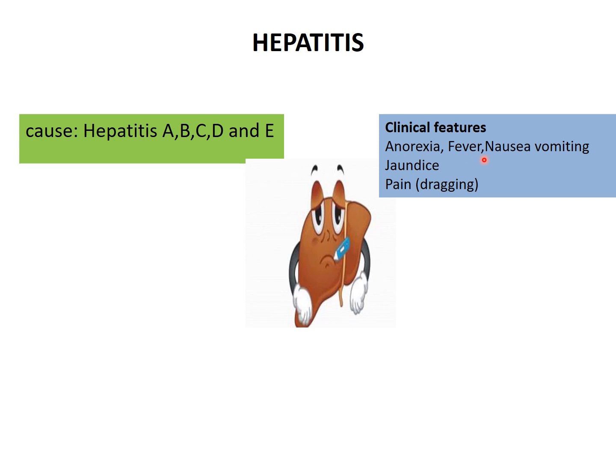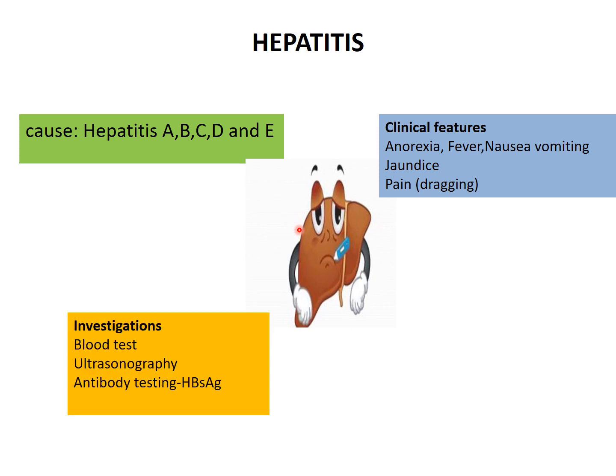So what are the features present in these patients? Anorexia, fever, nausea, vomiting, and the most important being jaundice. And you know why it is jaundice? Because the liver is concerned with the synthesis of bile. So whenever there is a decrease in the functioning of the liver, there will be accumulation of bile, resulting in jaundice. Liver inflammation will result in pain and a dragging sensation over the liver. So the liver will be enlarged and discomfort will be seen in the upper abdomen.